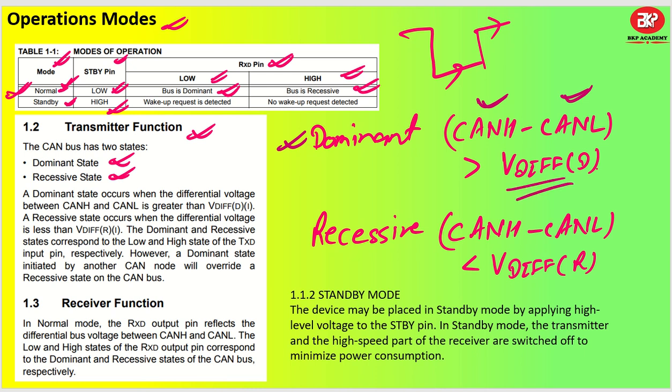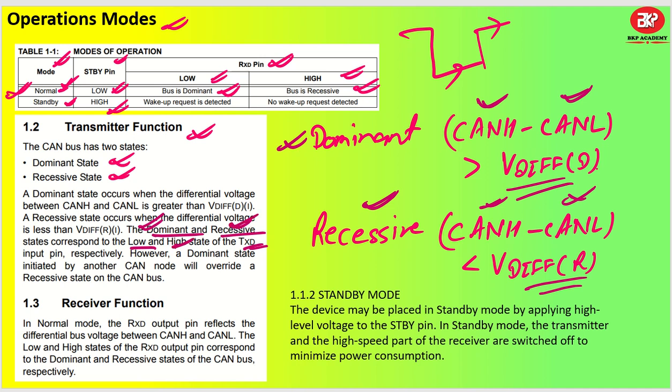Okay. Similar to that, in recessive state, the CAN high minus CAN low will be lower than V difference recessive state. Okay. So this is how it is identified as dominant mode or recessive mode. Now, if you talk about dominant mode and recessive mode, these states correspond to the TXD pin. So if my TXD pin is low, then it will be dominant. If my TXD pin is high, then it will be recessive.